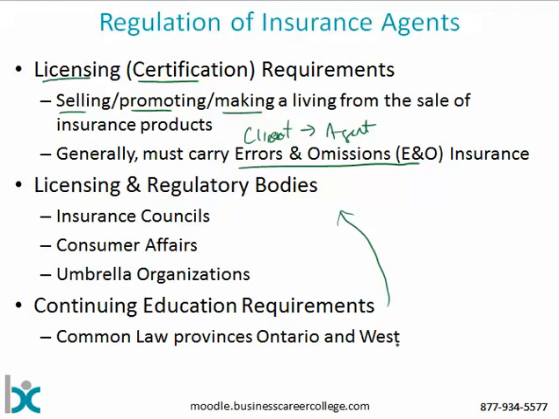So I hope that helps to understand how an insurance agent is regulated, and even to some extent what an insurance agent is. Thank you very kindly and enjoy your continued studies.